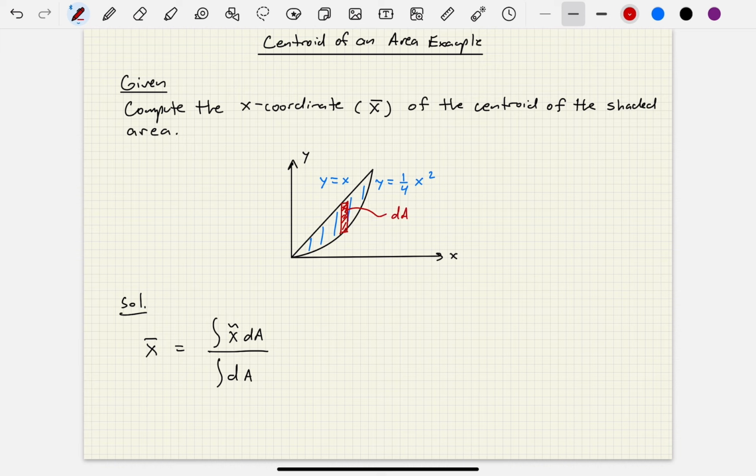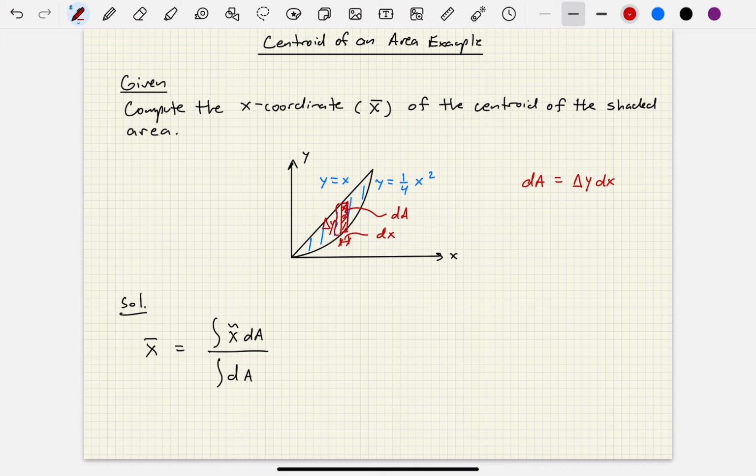Now, what is the width of dA? Well, the width of dA is going to be a little differential dx, okay? And then the next question is, what is the height of dA? What is this height of this differential element? Well, that's going to be something that we can just call maybe delta y, okay? So I can write over here, dA is equal to delta y dx, okay?